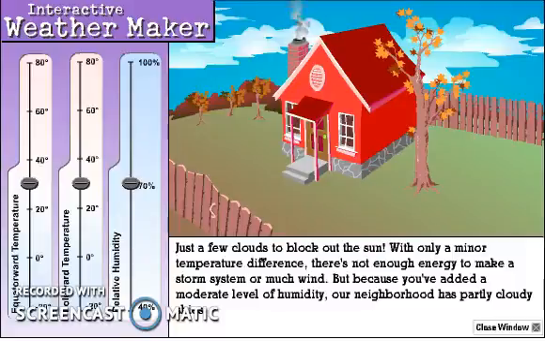Okay, so now that we are in the interactive weather maker, we can go over how to use it. Right now you can see on the right there's a picture of a house. The day looks pretty nice, and you can read the section under it. That just kind of gives you a readable description of what is going on in the picture. On the left there are switches for the equator ward temperature, the pole ward temperature, and the relative humidity.